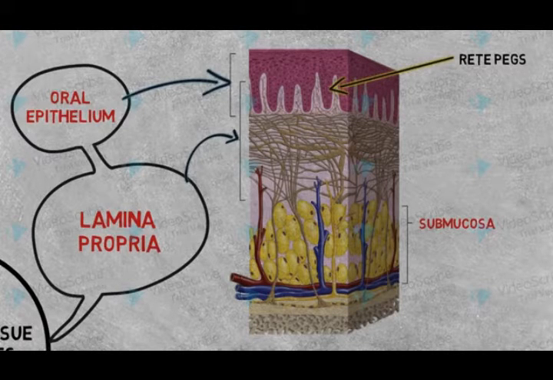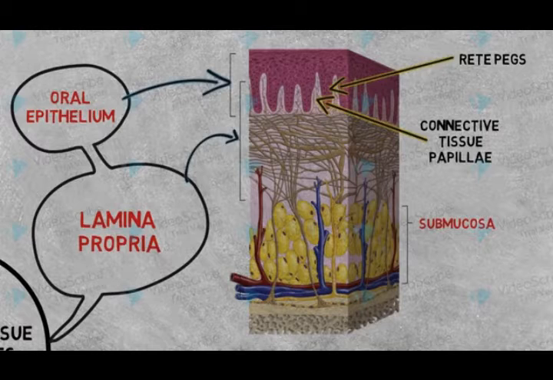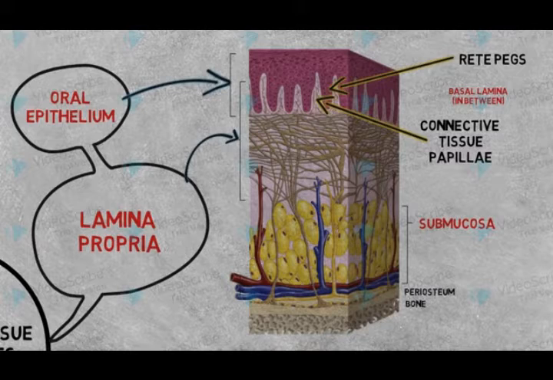Outwards projections of connective tissue called connective tissue papillae interdigitate with epithelial ridges or rete pegs. Basal lamina is situated at the interface between epithelium and the lamina propria. The layer underlying submucosa is the periosteum and then followed by the bone.